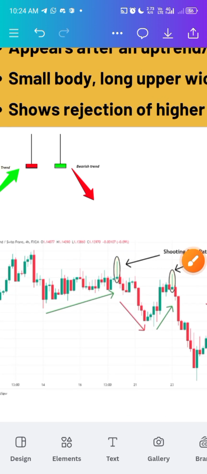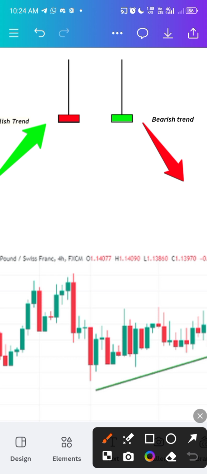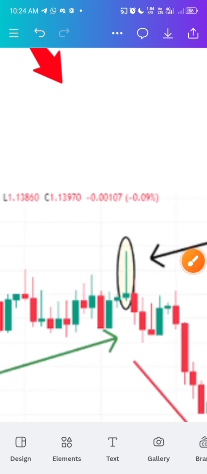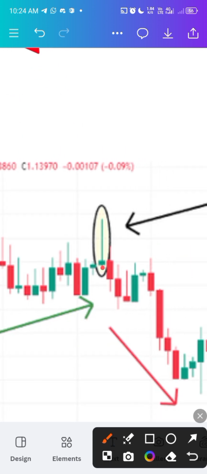Now you will see it here. This one here did not show the small wick, but most of the time they have a small wick, but this one did not show the small wick at that place. So let's look at the market in reality. You can see it here in the market. You can see the small tiny wick here. You can see it there, right there. So this is the shooting star.